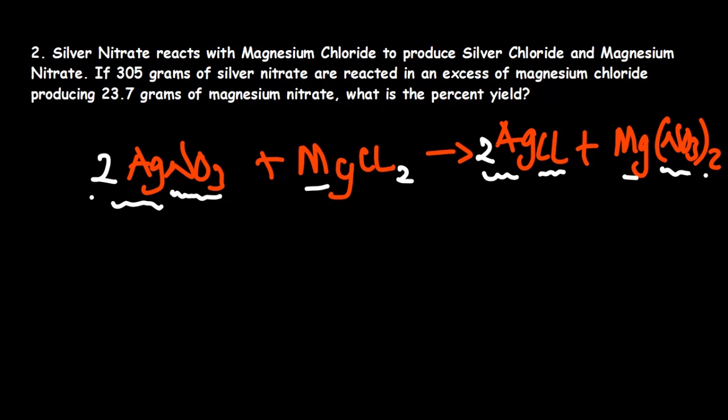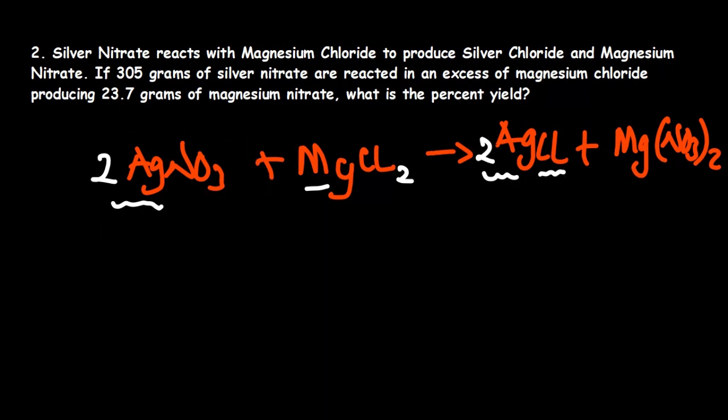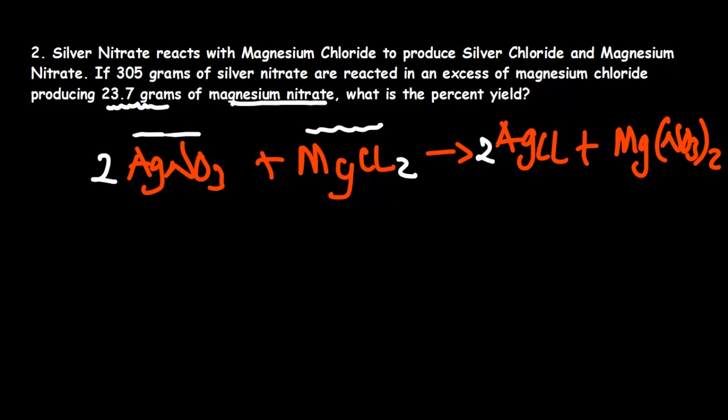So now what is happening in this reaction? We are saying that this reactant is reacting with an excess of this one to produce silver chloride and magnesium nitrate. So in this question we are not required to find the limiting reactant, because this magnesium chloride with a 2 is in excess, meaning silver nitrate is our limiting reactant. We've been given our actual yield: 23.7 grams of magnesium nitrate are produced.